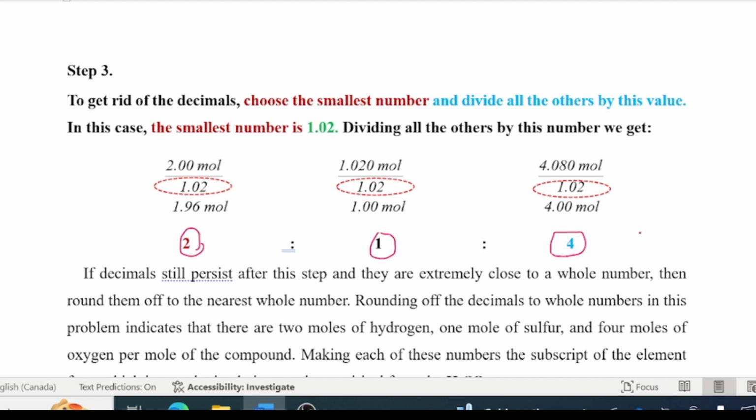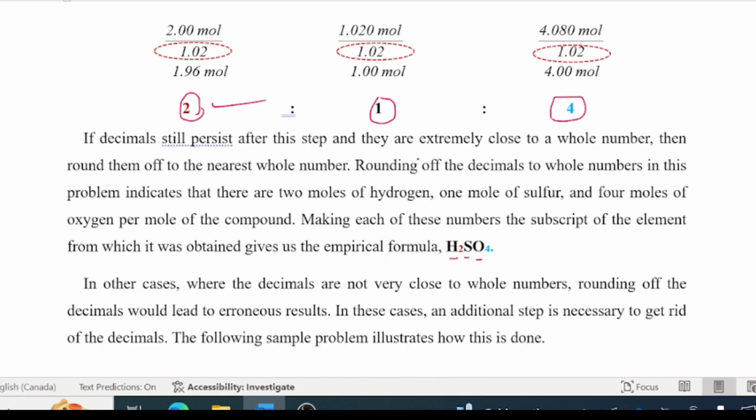So what we do now, we make these the subscripts in the formula. Hydrogen there, you put 2 here. Sulfur is 1, you don't put it, and oxygen. So this is the empirical formula for that compound there.